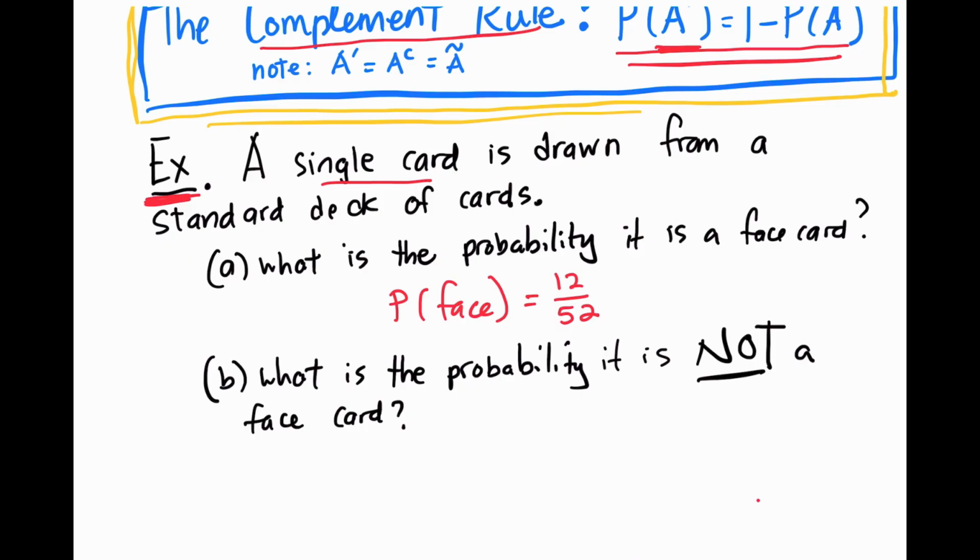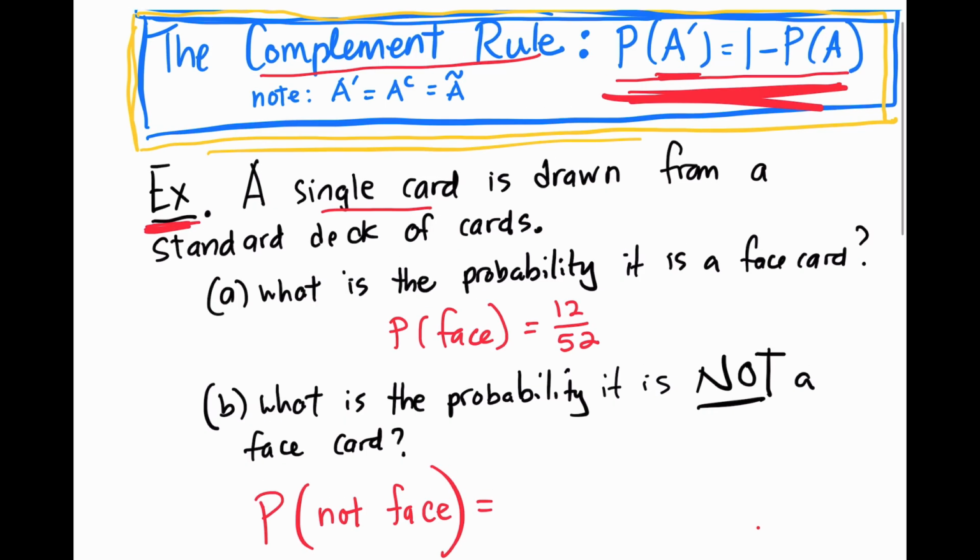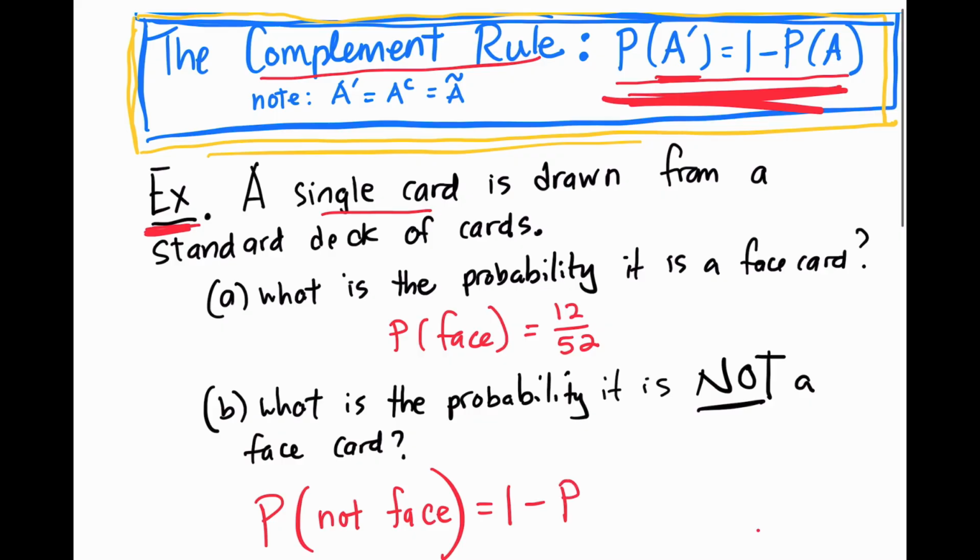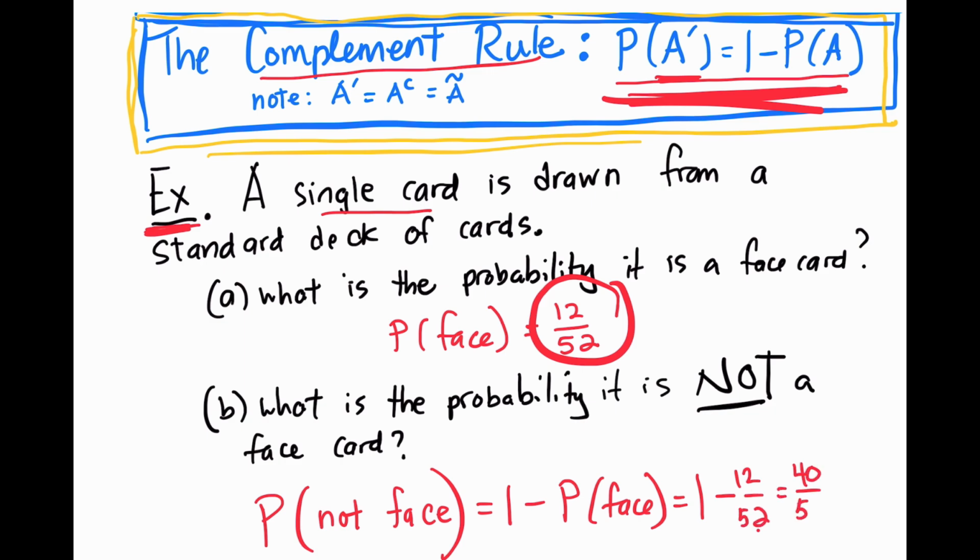Okay. And then it says, what is the probability it is not a face card? So if the single card that we've drawn from the deck is not a face card, the probability of not a face card, or you could write A complement, or however you want to write this, is going to be using this rule. It's going to be 1 minus the probability of getting a face card. So that's 1 minus this number, 12 over 52, and that leaves us with 40 over 52. And that can be simplified down to 10/13, written as a fraction. But you could also write that as a decimal if you want and round it.